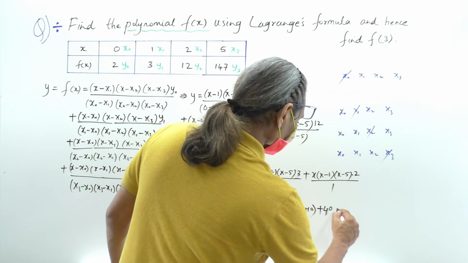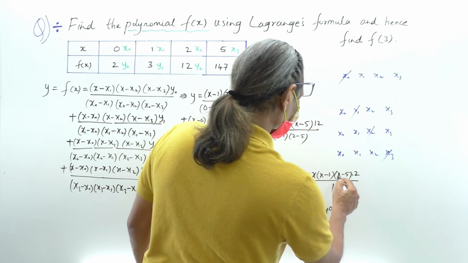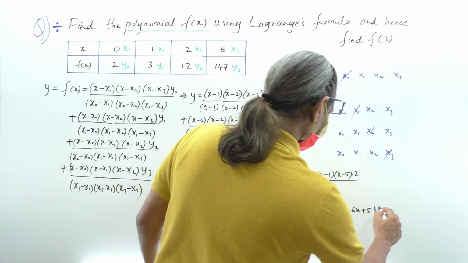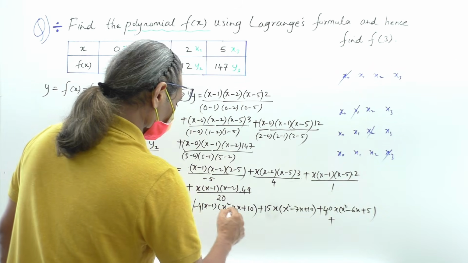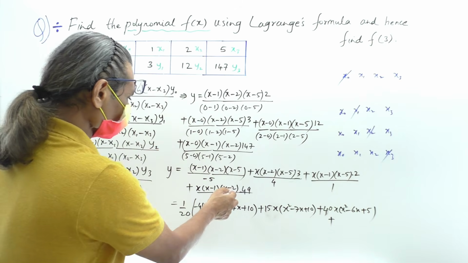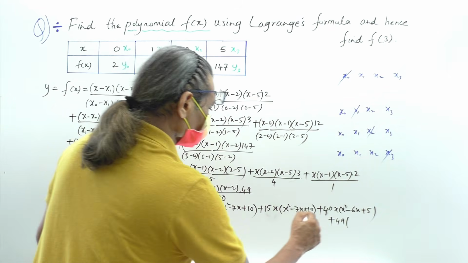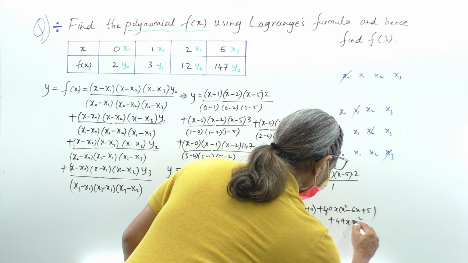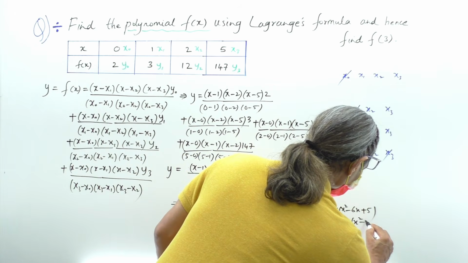again plus 20 into 2 is 40, 2 2s are 40, because LCM is 20 here, into x square minus x minus 6x plus 5, and lastly plus, again LCM is 20 here, so 49 into x into x square minus x minus 2x minus 3x plus 2.